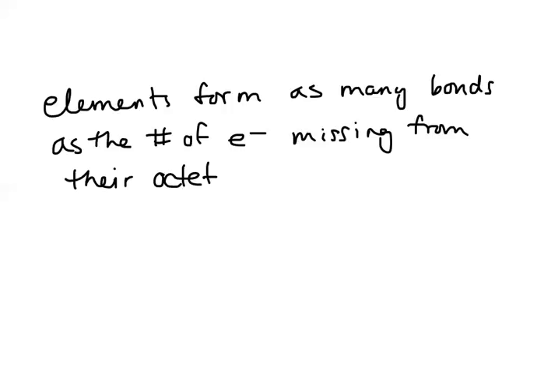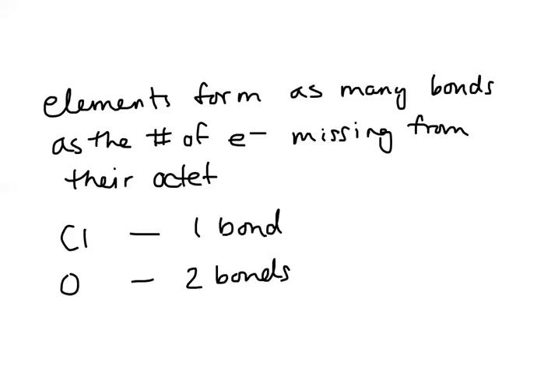Based on this, how many bonds is chlorine going to form? One. Chlorine has 7 electrons. It wants to have a full octet. It's going to form 1 bond. That's going to help it fill out the full octet. So chlorine, 1 bond. Oxygen, usually 2. Nitrogen, 3. It has 5 electrons. It wants to form 3.